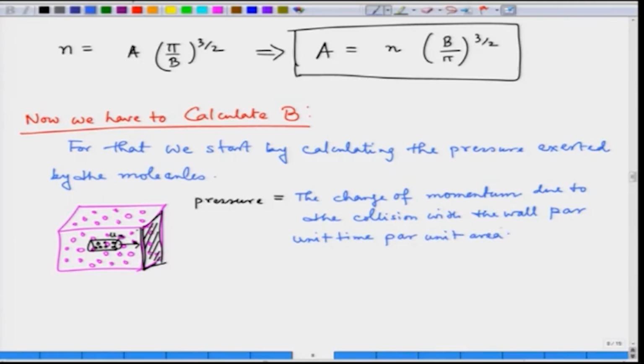Because momentum change per unit time is nothing but the force, and force per unit area gives you the pressure. Now, if you really understand what it means, this cylinder. So, the cylinder we are taking such that the cross sectional area which is perpendicular to the motion of the particles, we call that delta A. And we are also taking the particles inside this cylinder are all having their x component of velocity as ux.